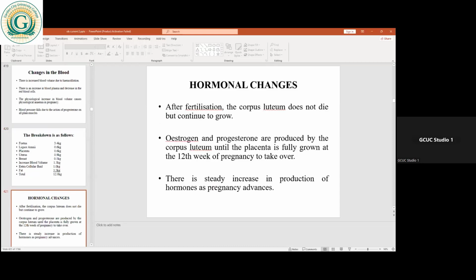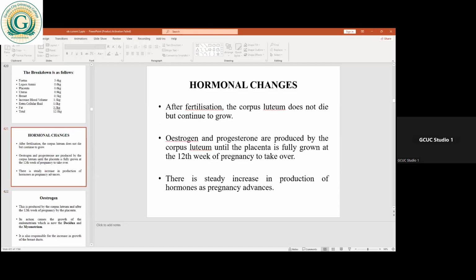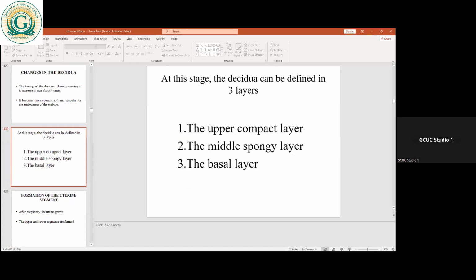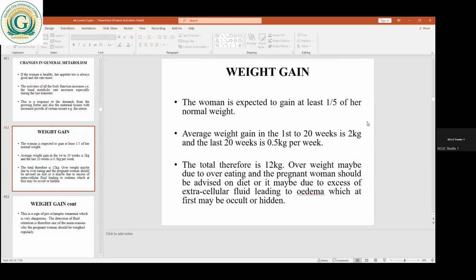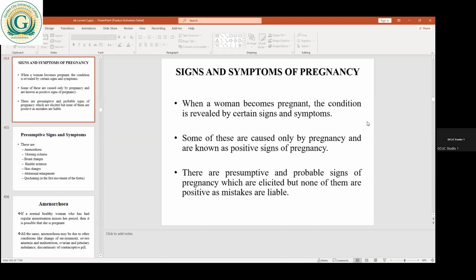Now, I'm looking at the signs and symptoms of pregnancy. Any comment again?